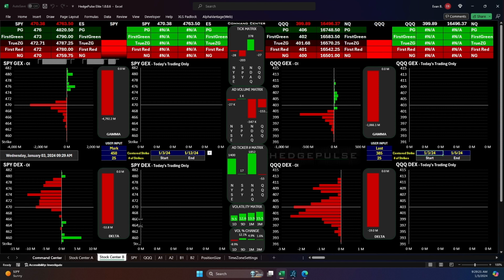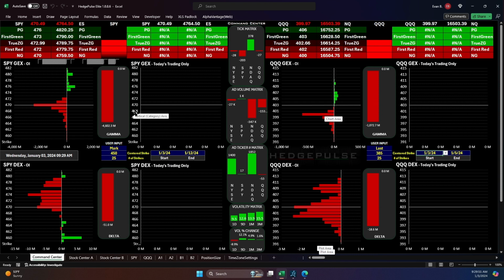Or, if you open it first thing in the morning, it should just be loaded up and it'll load in and look like this. Also, don't really look at this stuff pre-market. You can look at the volatility matrix pre-market. Other than that, check these out. Check the GEX, the delta exposure, and the totals overall.